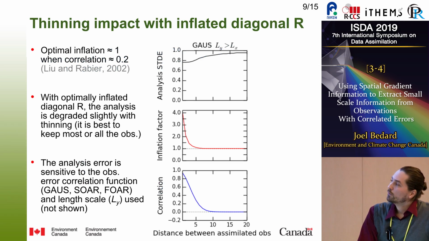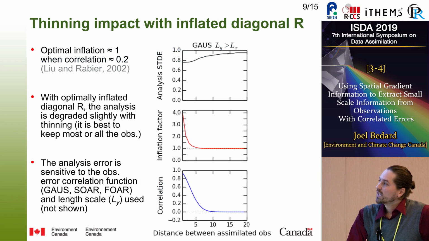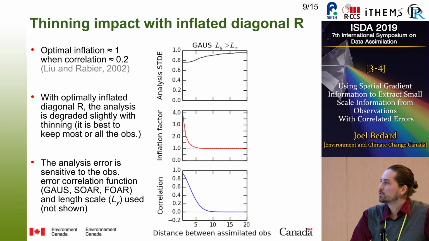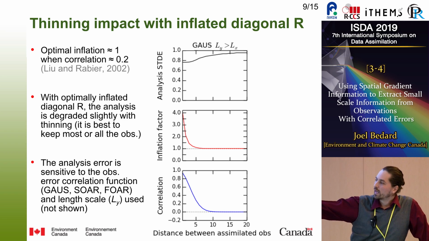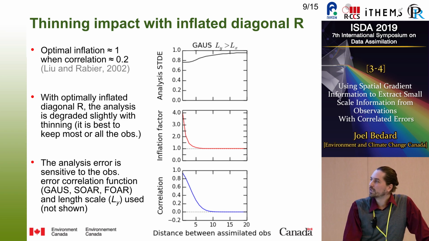Here, when we look at the bottom graphs, which represent the optimal inflation factor and the residual correlation between the remaining observations for different values of thinning, the x-axis is the distance between the assimilated observations.